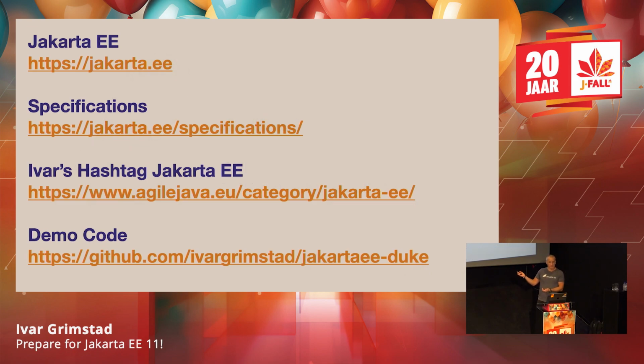If you want to learn more about Jakarta EE, you can go to jakarta.ee. All the specifications are under the subdirectory /specifications. I write a weekly #Jakarta EE about what's going on. And the demo code for this specification is on my GitHub. It's actually a wrong URL. It's called Duke's Data, not Jakarta Duke. But I'll update the slides before I publish them.